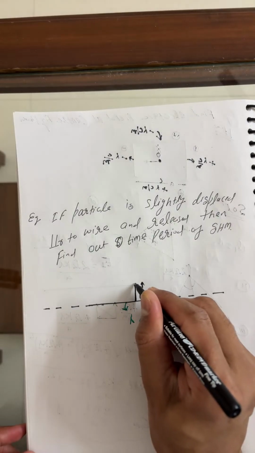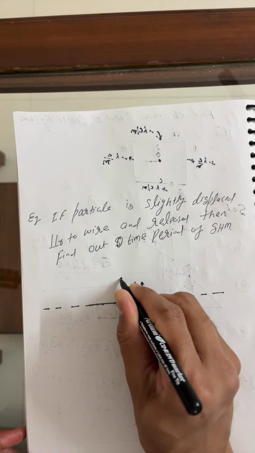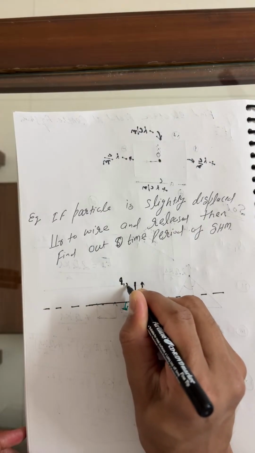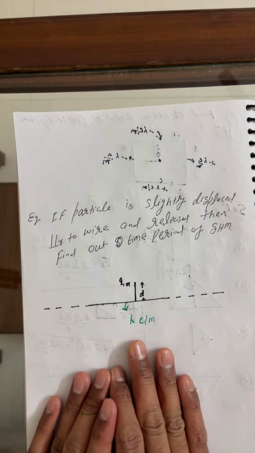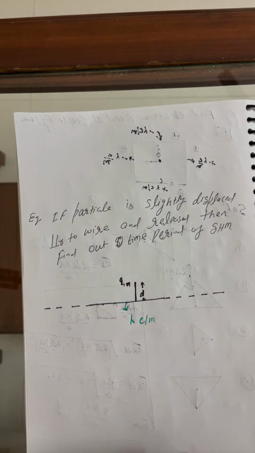Now you can take this point, with charge Q and mass m. We have to find the time period of the system. We have to displace this charged particle a little in the upward direction, or perpendicular to the rod. Then we have to find the time period of SHM. It's a good question.